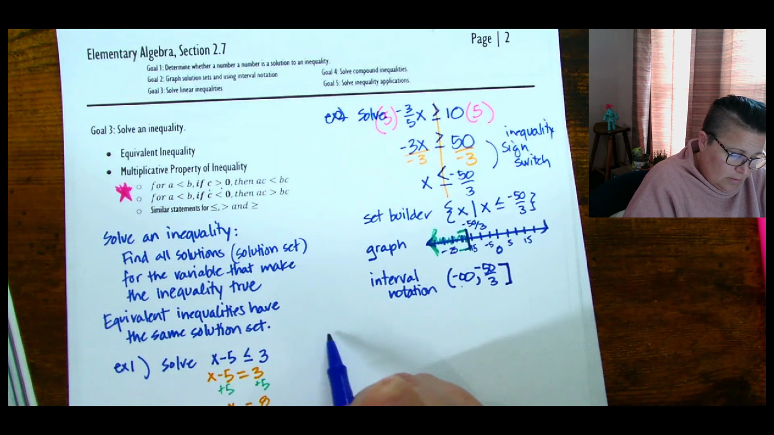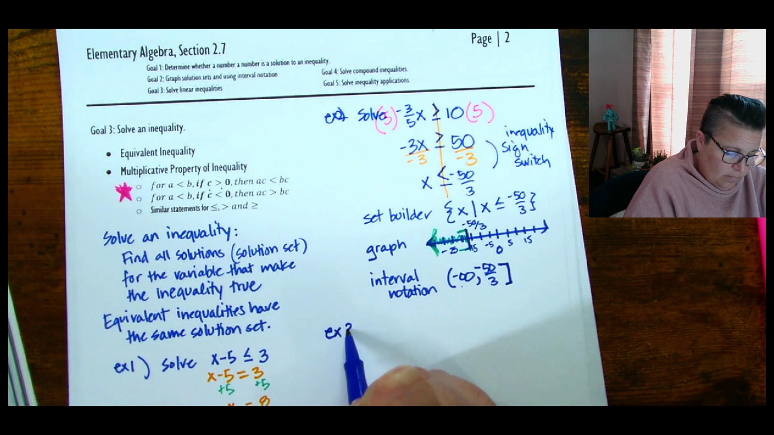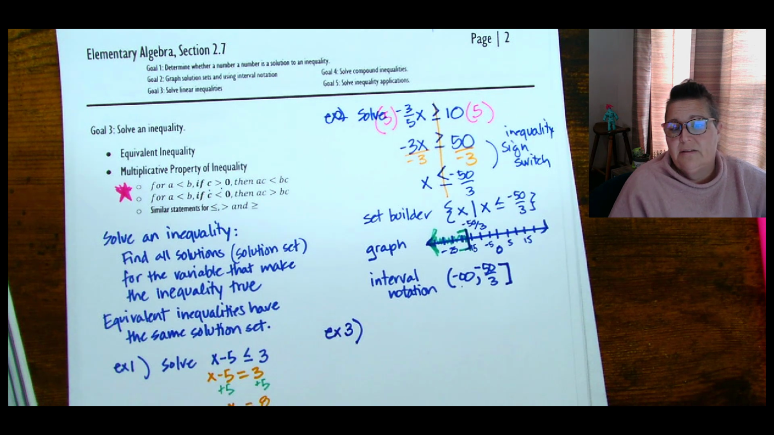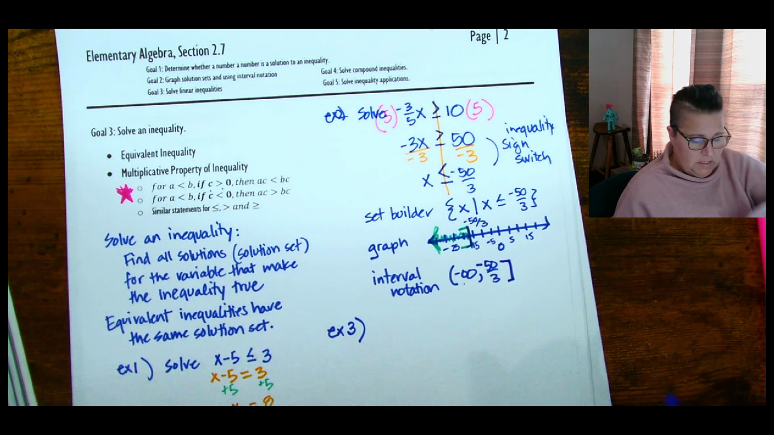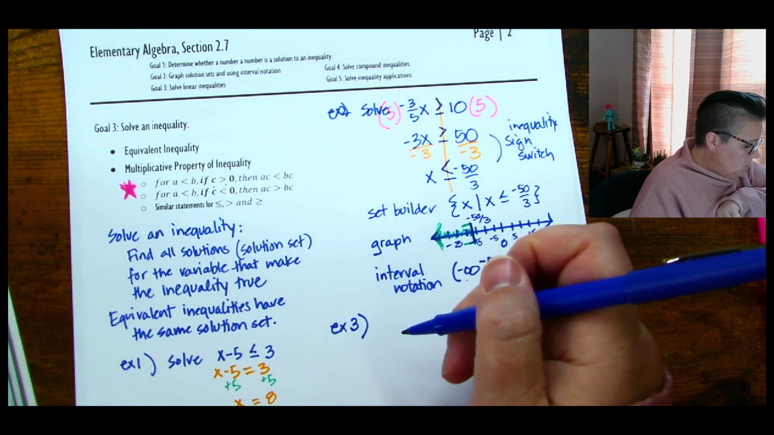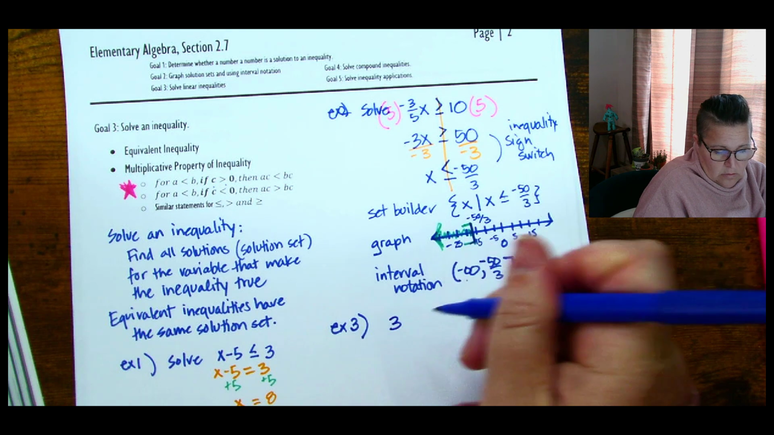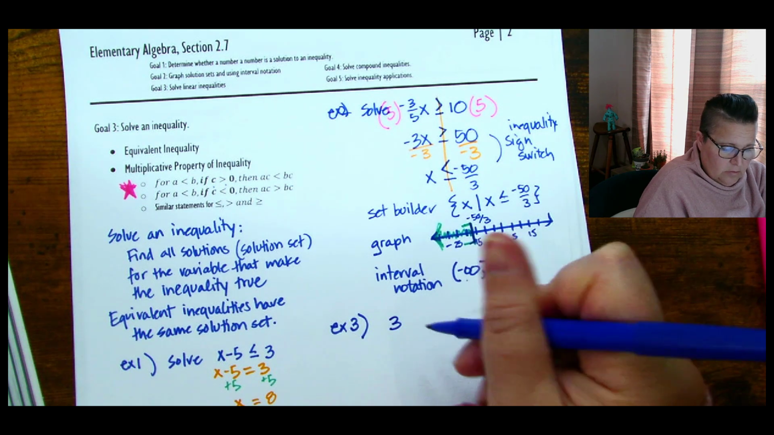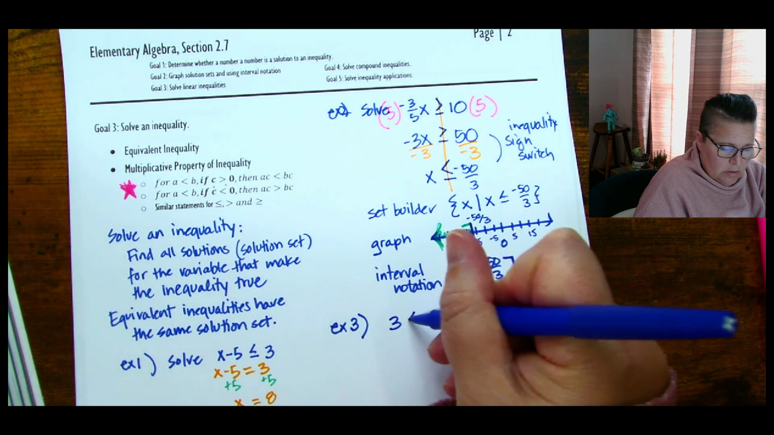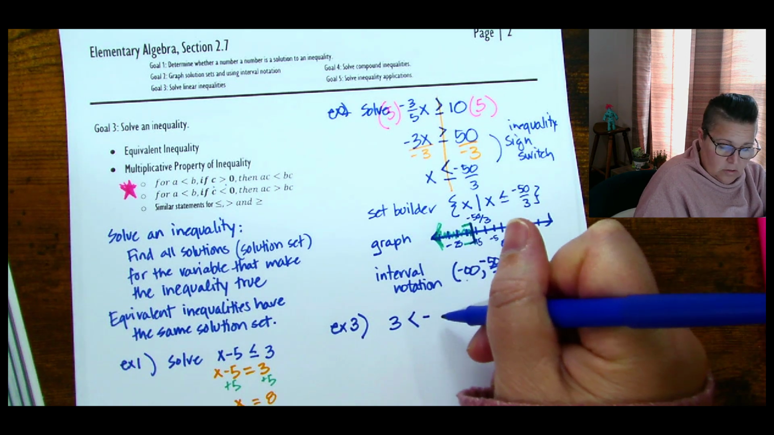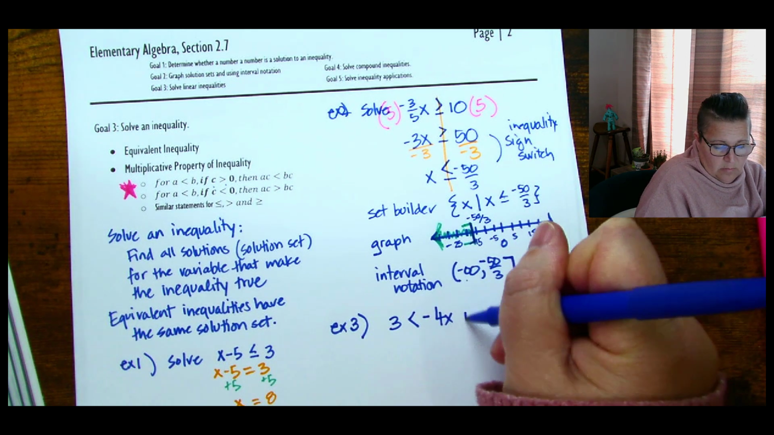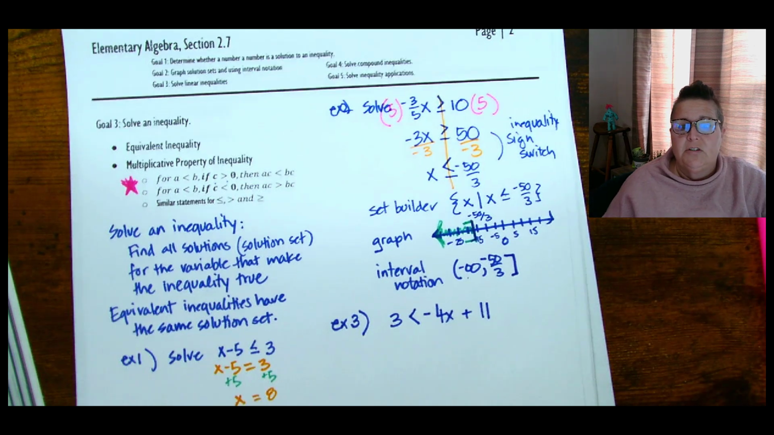Set builder, graph, interval notation. Let's do one more. We'll make it a little bit harder. Okay, let's see. What can we do? Let's do 3 is less than negative 4x plus 11. So let's try that one.